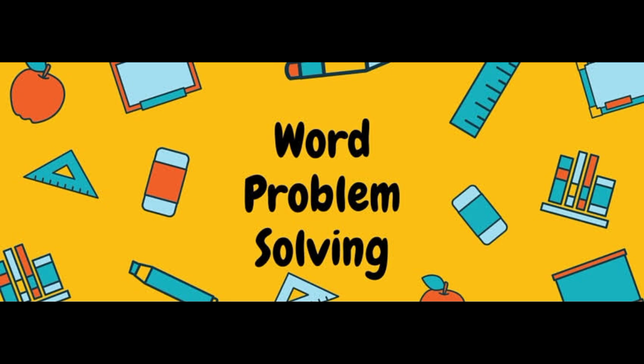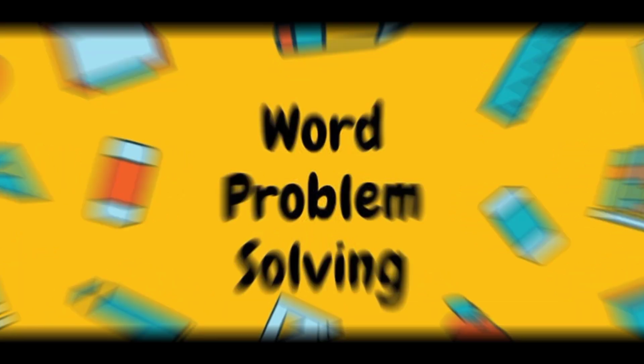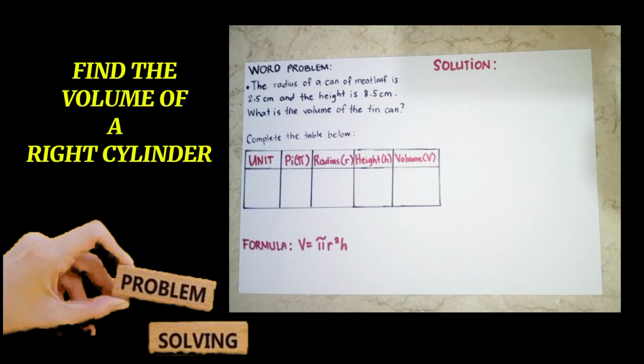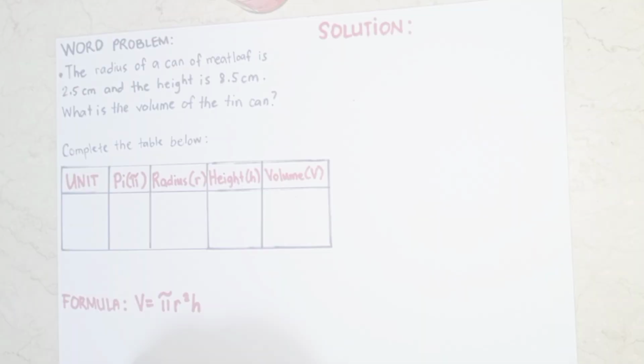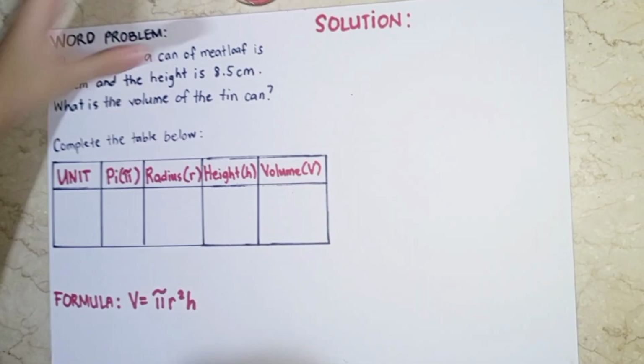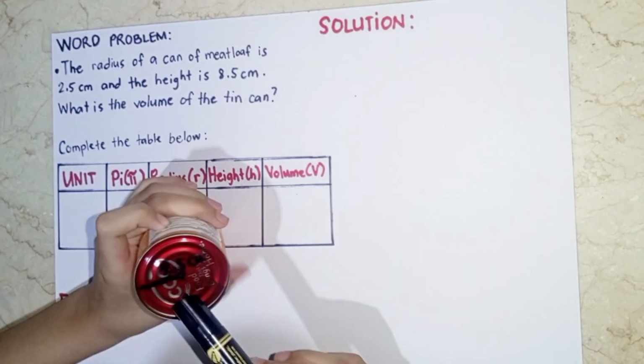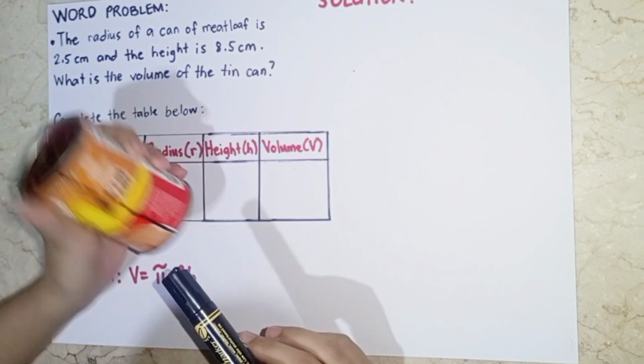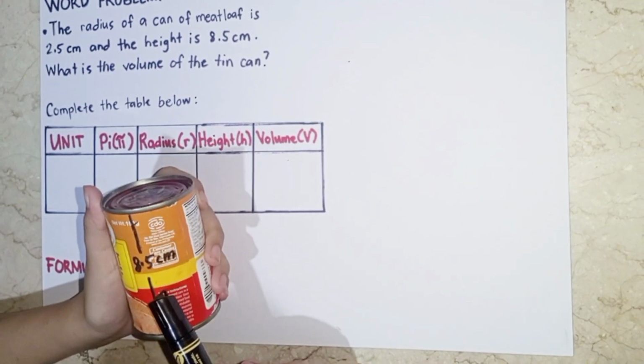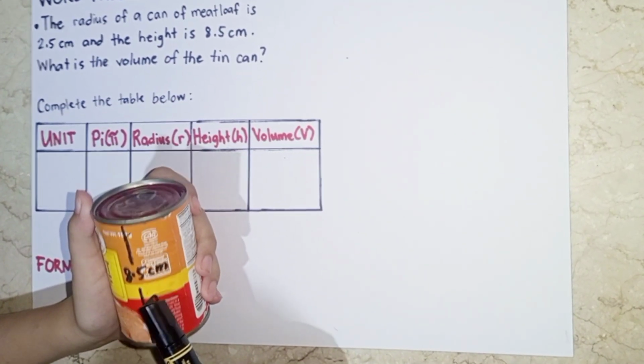To further illustrate the concepts and formula discussed, let's solve an example related to the volume of a cylinder. Word problem: The radius of a can of meatloaf is 2.5 centimeters and the height is 8.5 centimeters. What is the volume of the tin can?